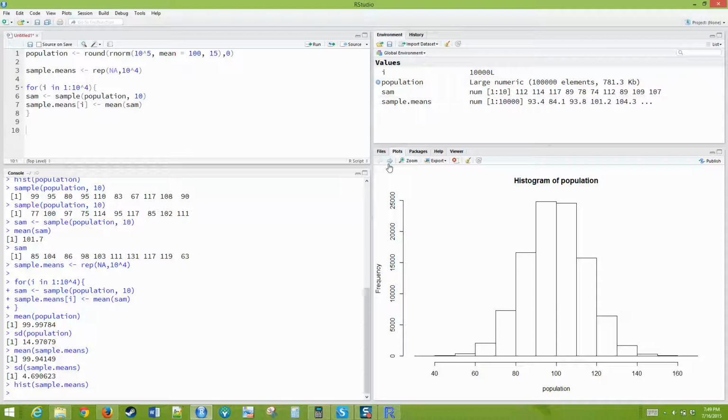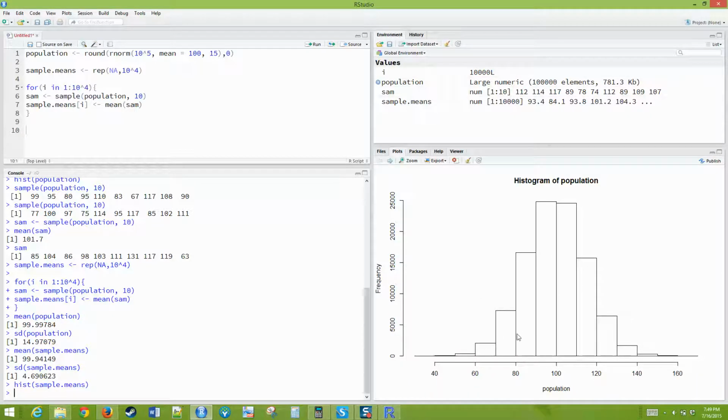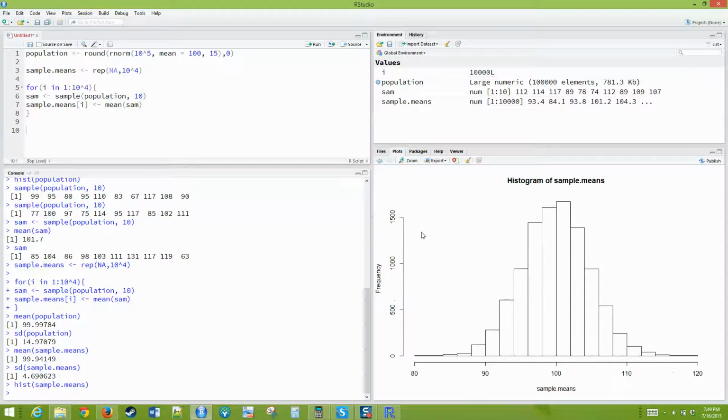What we see when we look at the axis, however, is that the spread for sample means is much smaller, okay? Whereas before, we would say most of the population is between 80 and 120. Here we can say most of the population looks like between 95 and 105, okay?